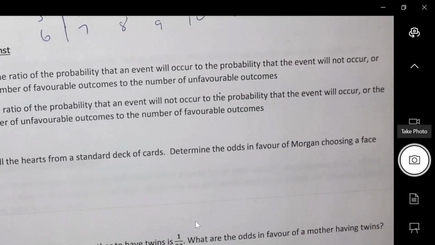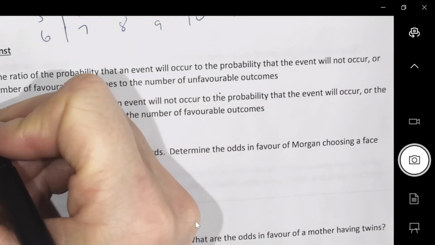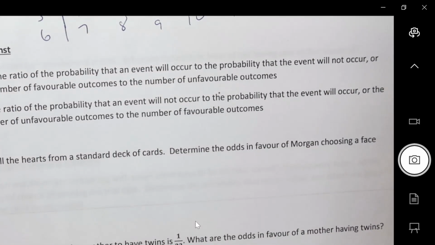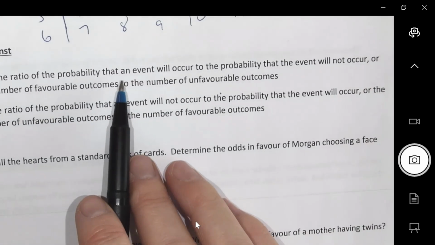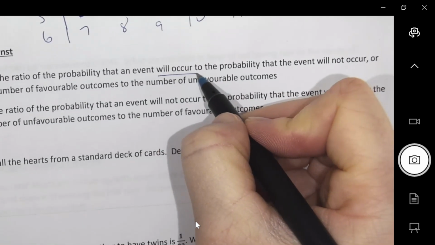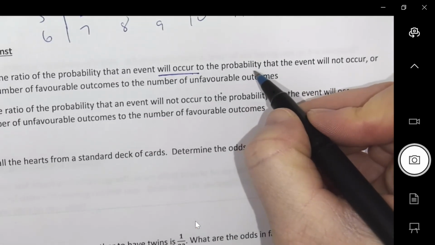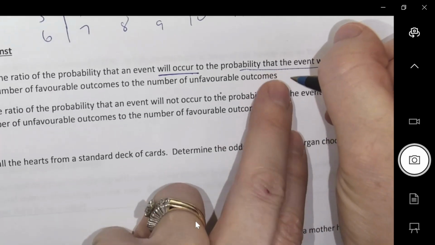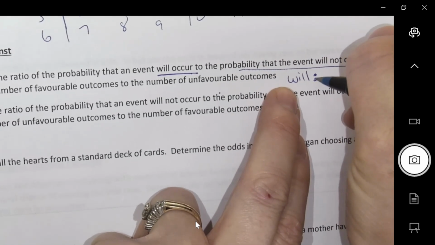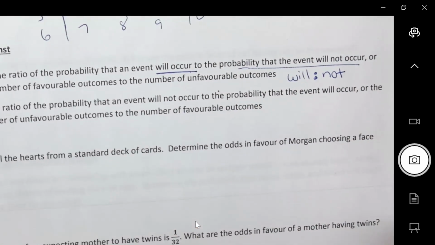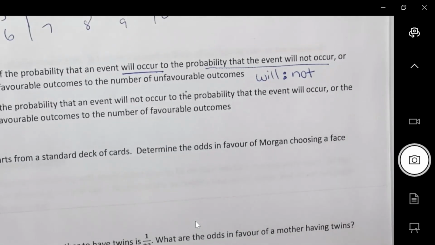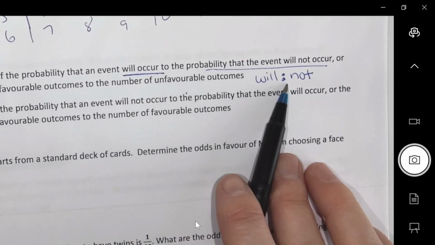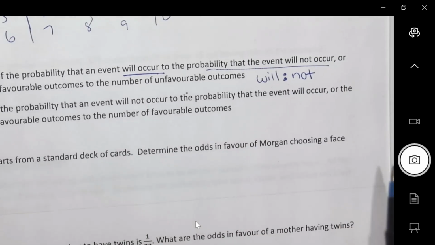Okay, so this topic is called odds for versus against. Odds in favor is the ratio of the probability that an event will occur to the probability that the event will not occur. So it'll be written like that: how many times it will occur to how many times it will not occur.